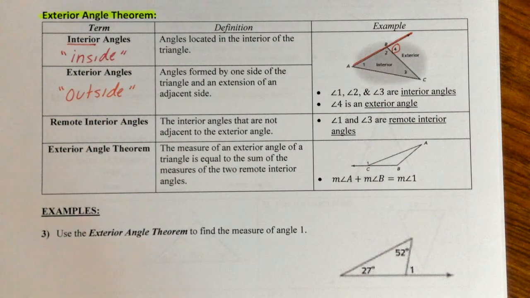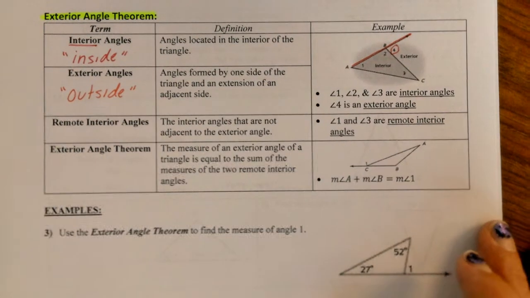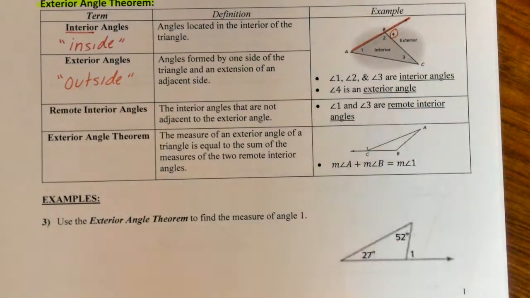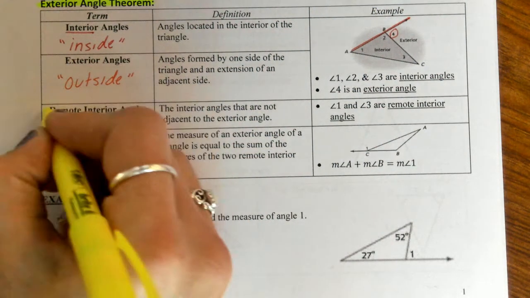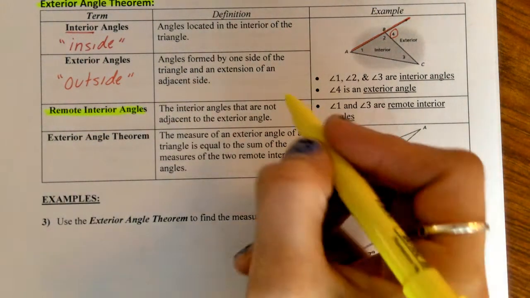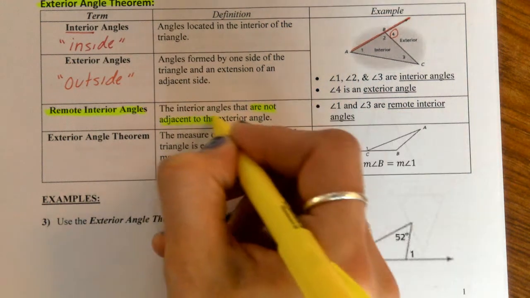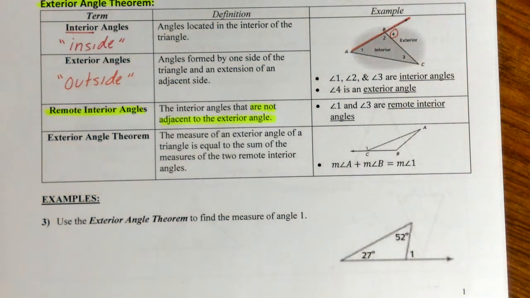These are very, very important when using your exterior angle theorem. Now, your remote interior angles, what we need to understand about these are the angles that are not adjacent or next to the exterior angles.